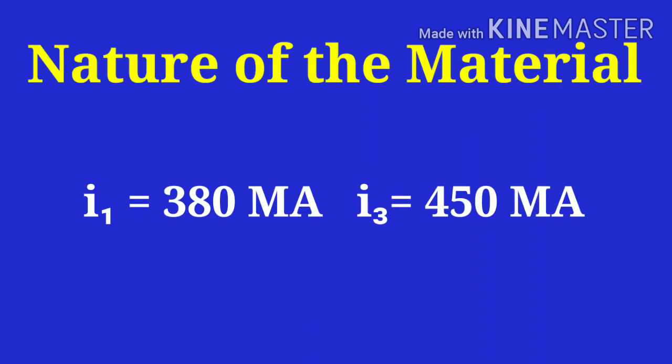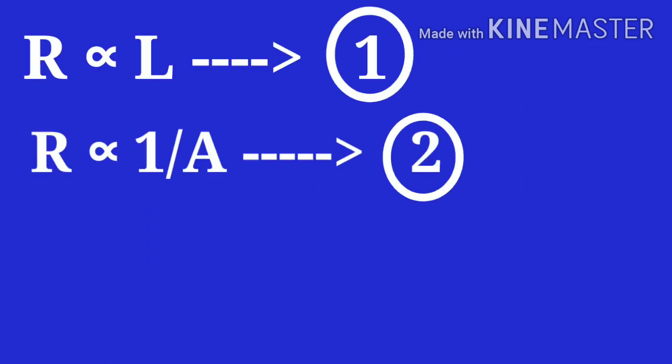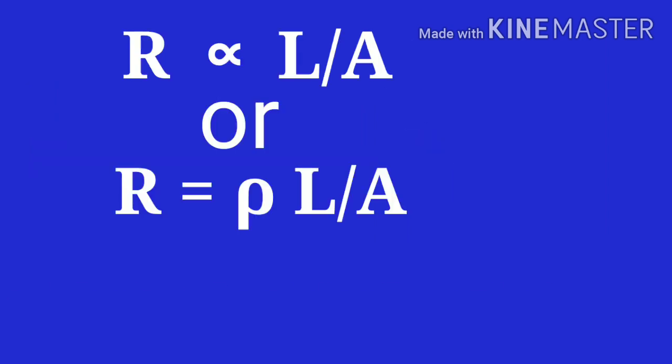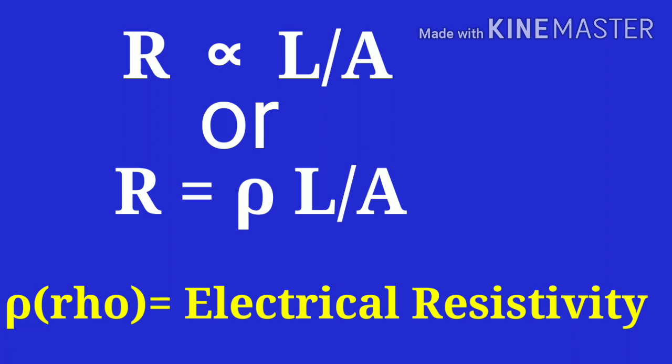Now we discuss I1 and I3. A change in multimeter reading is observed when a wire of a different material, with the same length and the same area of cross section, is used. This can be illustrated by the two equations of the above two cases. R is directly proportional to L, R is directly proportional to 1 by A. By combining these equations, we get R is directly proportional to L by A, or R is equal to rho into L by A, where rho is the electrical resistivity of the material of the conductor.